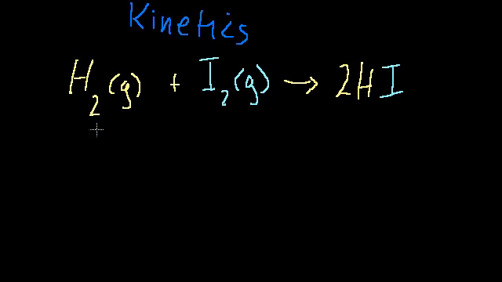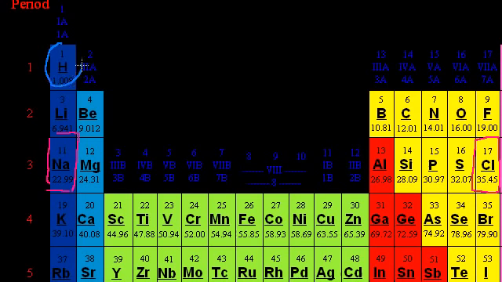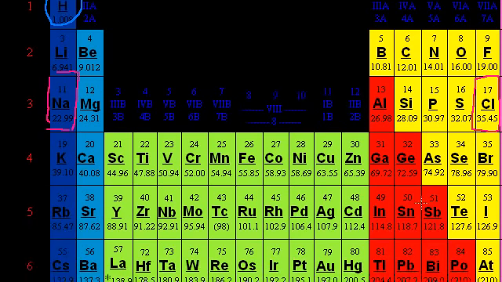So let's think about what hydrogen looks like. If we get our periodic table out, hydrogen's got 1 valence electron. So if they have 2 hydrogen atoms, they can share them with each other. And then iodine has 7 valence electrons. So if they each share 1, they get complete as well.